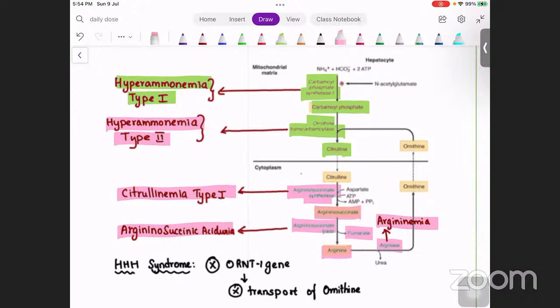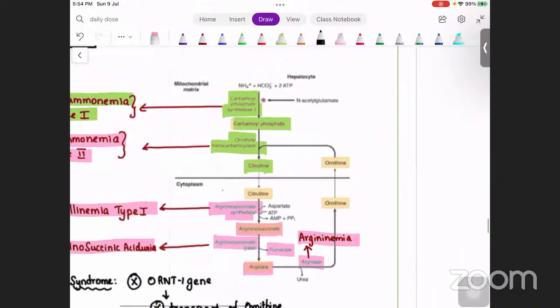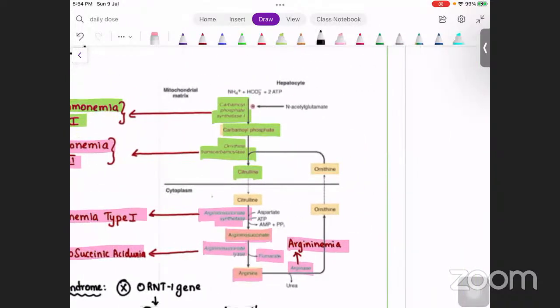What are the diseases? CPS1 defect could result in hyperammonemia type 1. OTC defect could result in hyperammonemia type 2, and argininosuccinate synthase defect could result in citrullinemia type 1. Argininosuccinate lyase defect could result in argininosuccinic aciduria. Arginase deficiency could result in argininemia. Now, coming to the FMGE highlight points. What are the things the FMGE may test you on the urea cycle?